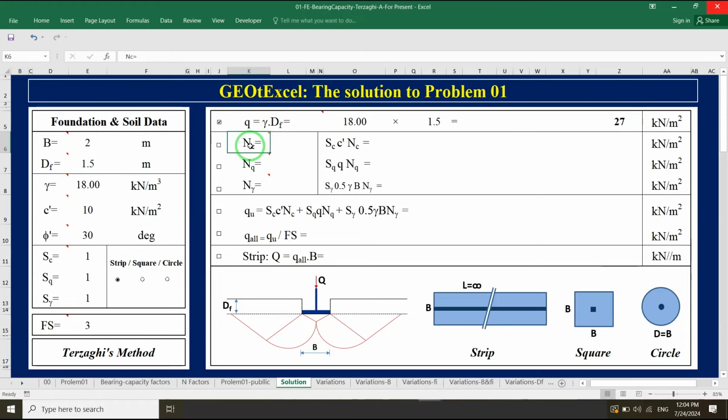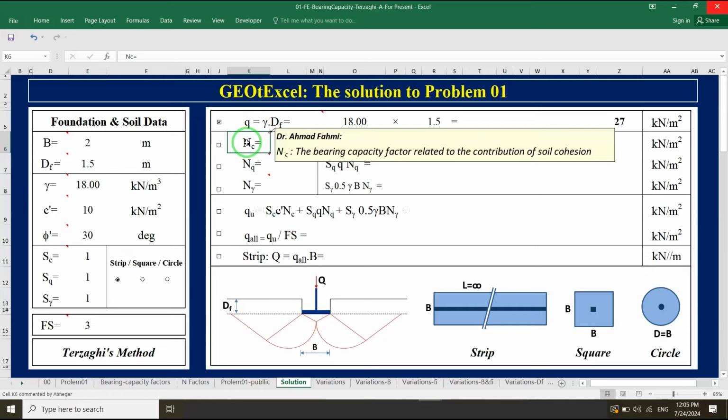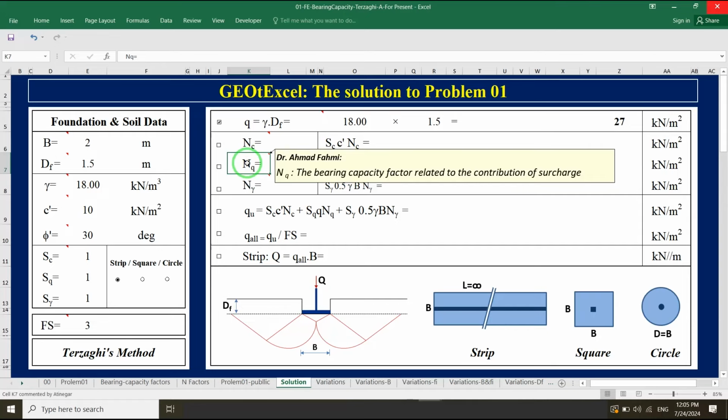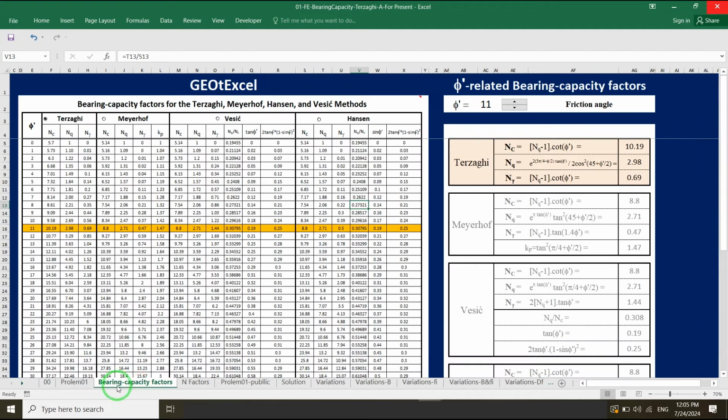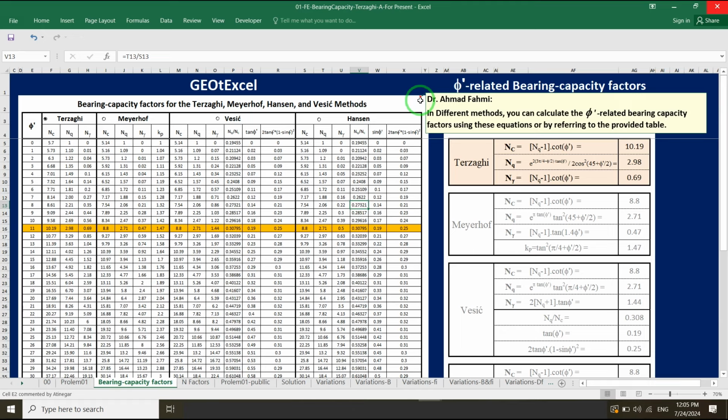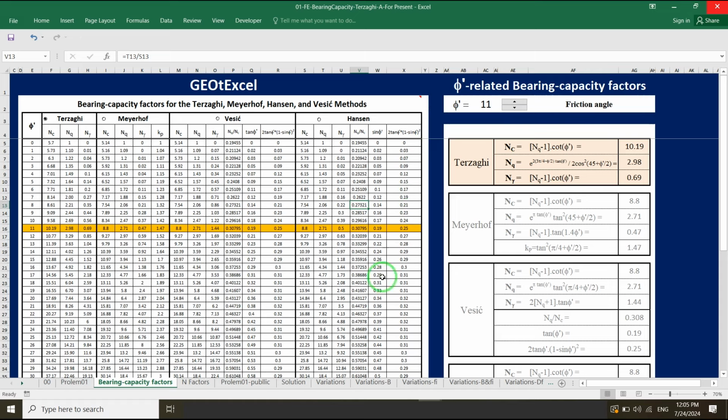NC definition. The bearing capacity factor related to the contribution of soil cohesion. NQ definition. The bearing capacity factor related to the contribution of surcharge. N gamma definition. The bearing capacity factor related to the contribution of unit weight. In bearing capacity factors spreadsheet, in different methods you can calculate the phi'-related bearing capacity factors using these equations or by referring to the provided table.